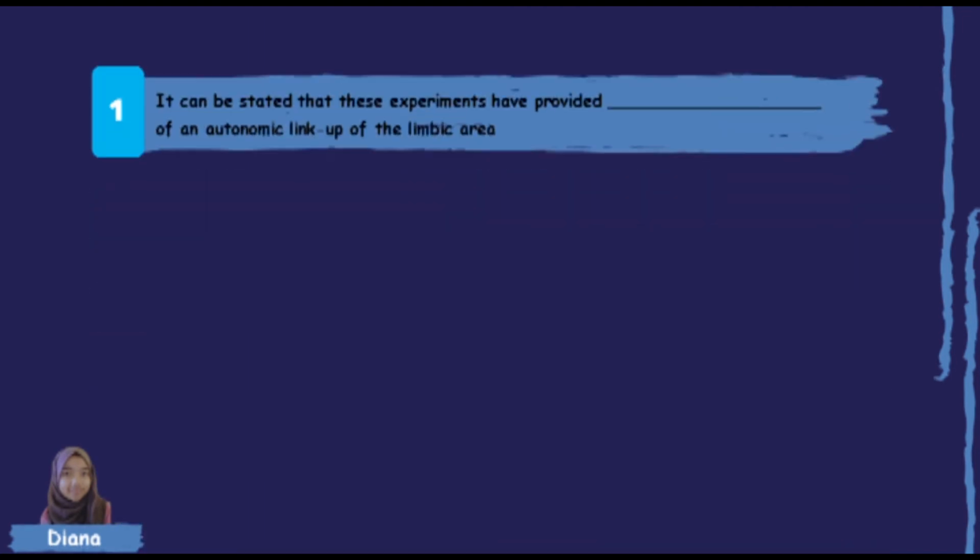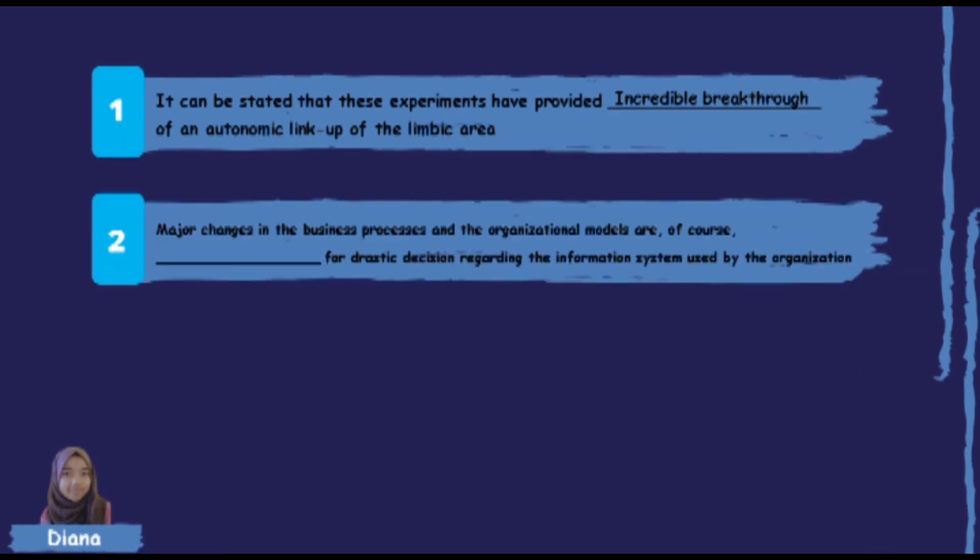The first is number 1. And the sentence is, it can be stated that these experiments have provided blank of an autonomic link up of the limbic area. And the answer is incredible breakthrough. In this number, incredible breakthrough means terobosan yang luar biasa.